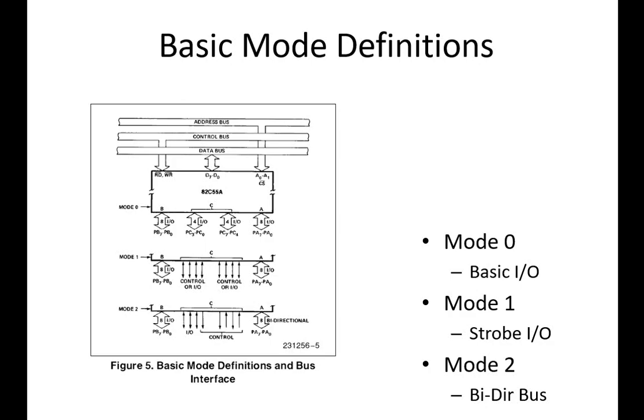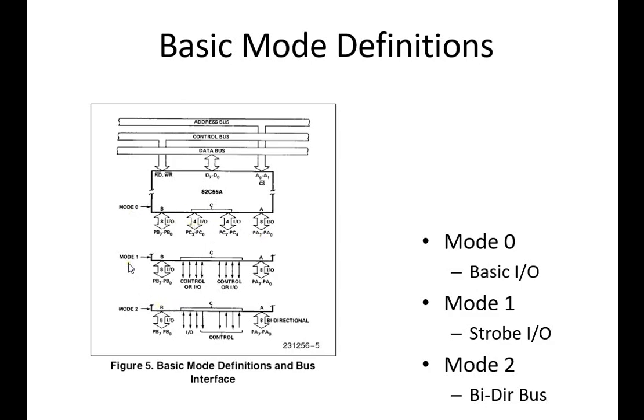In this diagram you can see the mode 0 symbol. In mode 0 we have port B, from port B0 to port B7. In port C we have the lower bits, port C0 to port C3, which are connected with port B, and in group A we have the higher part of port C, from port C4 to port C7, and port A, from port A0 to port A7. This is the mode 0 configuration.